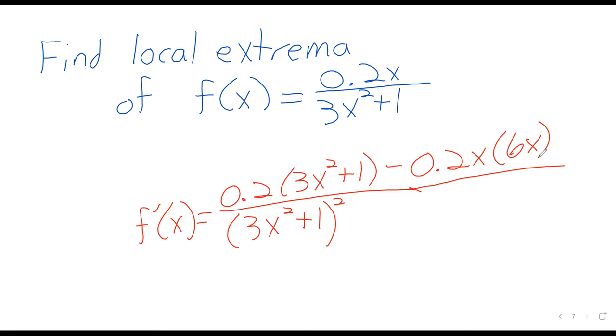Then what we've got to do is, I mean, we want to know where this thing equals zero. Just setting this equal to zero without doing any kind of simplification is not going to be a fun time. We really had better try to do something about this. So what can we do? Well, this 0.2 will distribute. Multiplication distributes over addition.